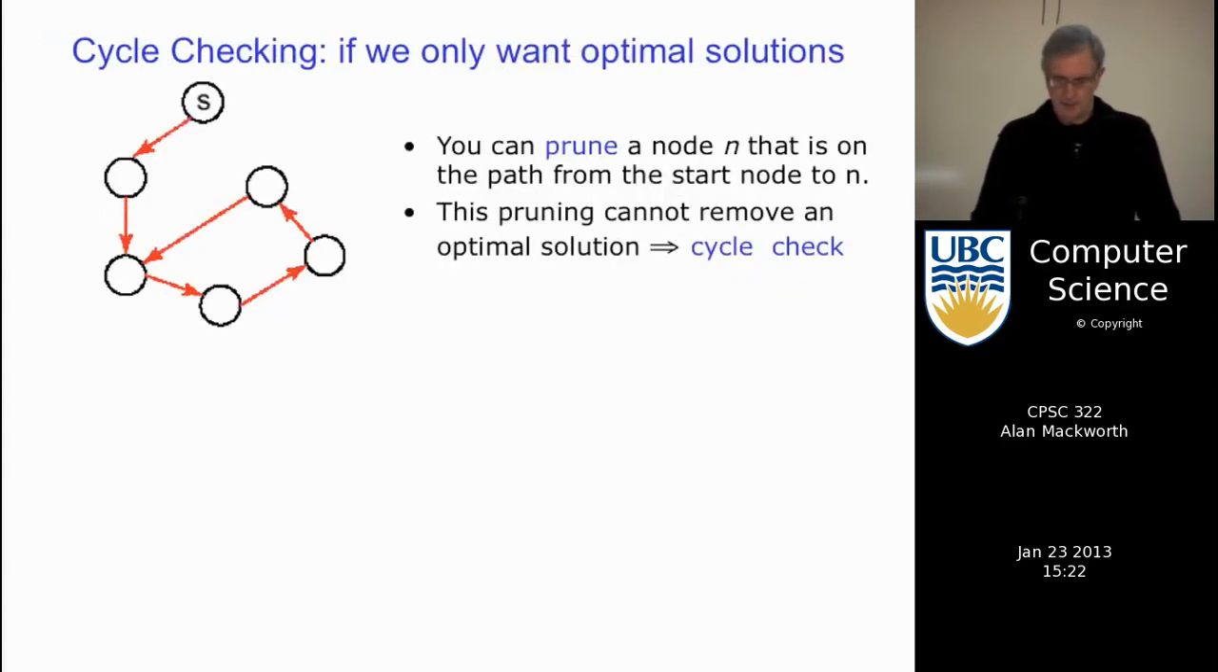So, we've talked about this before. Cycle checking, if you only want optimal solutions, right? If that is the case, then you can prune a node n that is on the path from the start node to n. This pruning cannot remove an optimal solution. Call that a cycle check. So here, this is the node n. If you come back to a node that's already on the path, you've hit a cycle, and you can prune that node altogether. In other words, you can prune that total path, right?